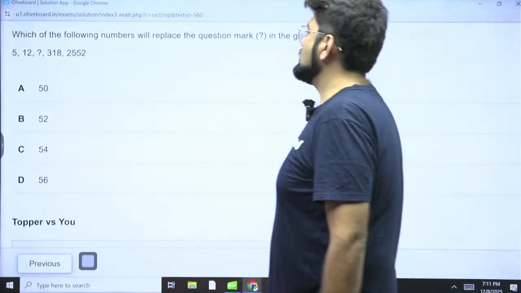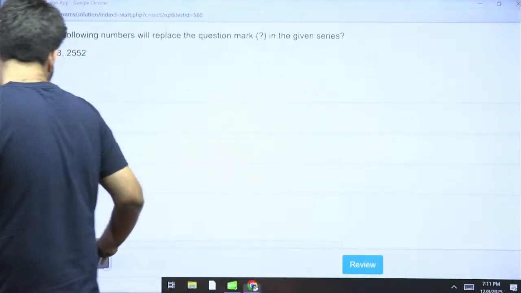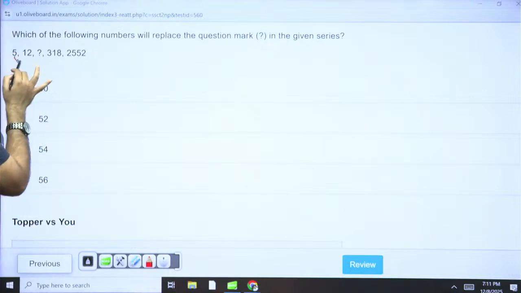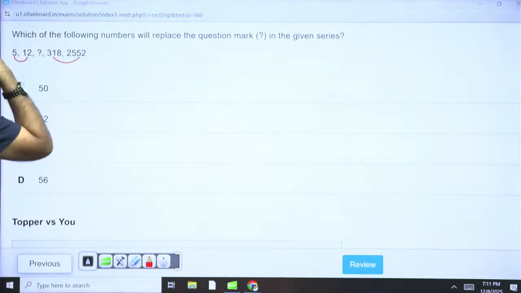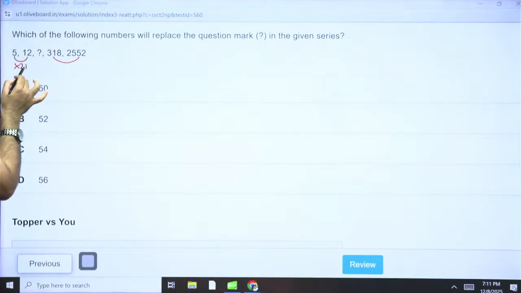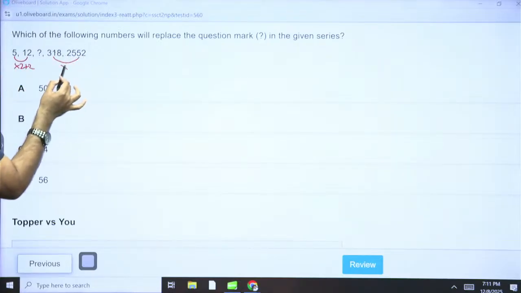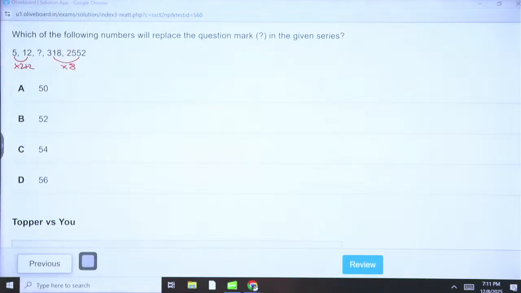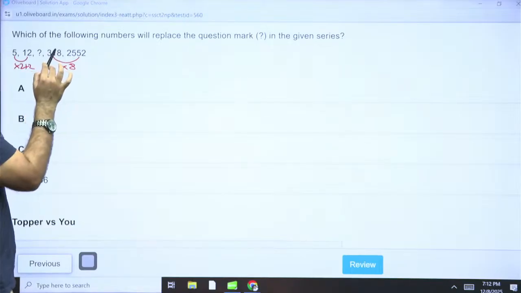Which of the following numbers will replace the question mark in the given series? Okay. So here 5 and 12, 318 and 2552, something is being multiplied. Now what will I multiply with 5 to get 12? Nothing. I can just multiply with 2 and add 2 here. Obviously this is not being multiplied by 2, but 300 and 2500 is in the range of 8. And if you multiply, you will end up getting 2544. Okay, 2544. So plus 8.